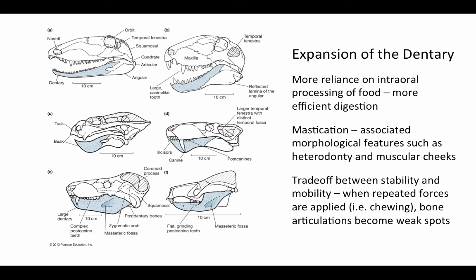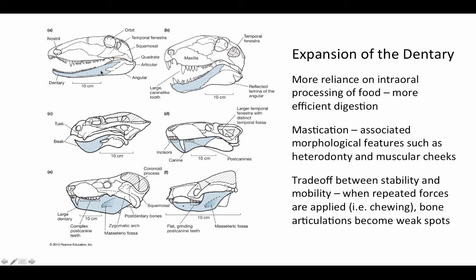And this represents, in the case of mammals, this trade-off between stability and mobility. They have very, very akinetic skulls, very strong and stable skulls to be able to withstand the repeated forces inherent in these chewing motions. So bone articulations are weak spots when you're undergoing a lot of repetitive force. So what we see in mammals is an increase in size and a decrease in the number of the different dermal skeleton elements. And one of the most striking is this increase in size of the dentary. Remember, the dentary is the tooth-bearing bone in the lower jaw.